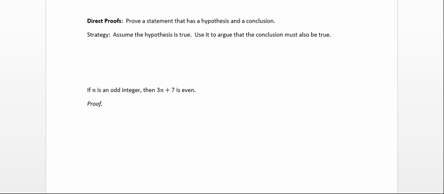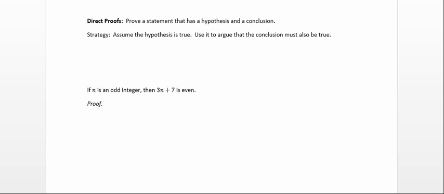In this video we're going to talk about direct proofs. This is the most common type of proof that is used, I would say. In a direct proof we're trying to prove a statement that has a hypothesis and a conclusion. And the strategy is, again, I think it's obvious once you think about it. What we're going to do is assume, or suppose, that the hypothesis is true.